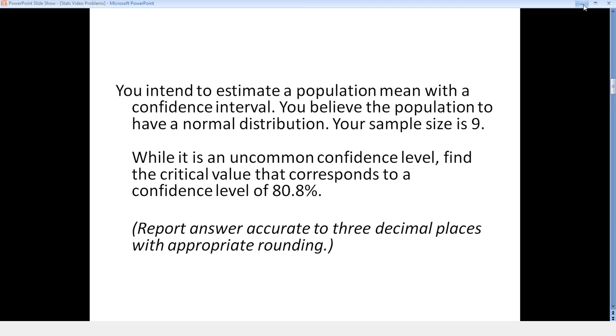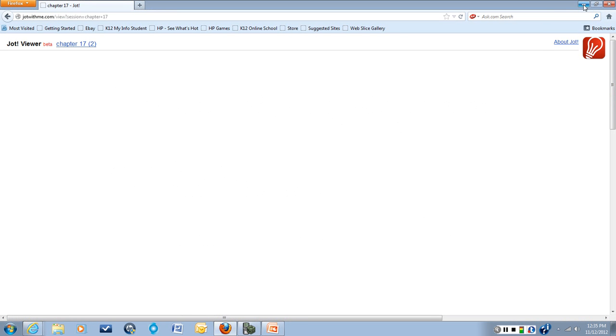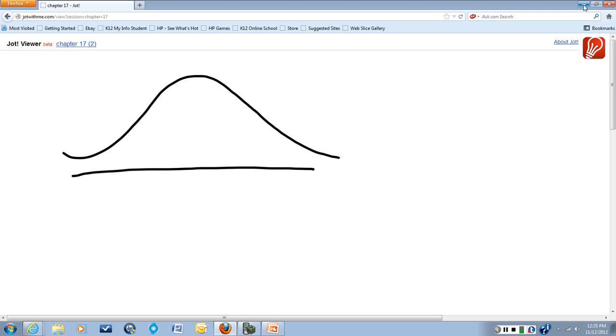So since we believe the population to have a normal distribution, we can use a t-curve when we are estimating our population mean. And we're asked to find a critical t-value so that we have 80.8% of that curve landing between t and its opposite on the other side of the curve.